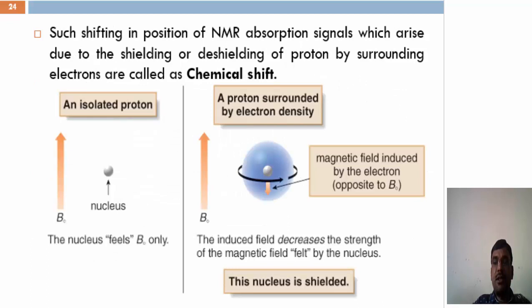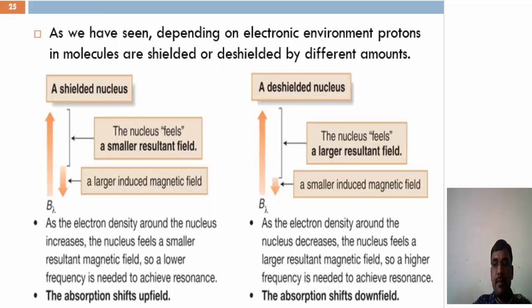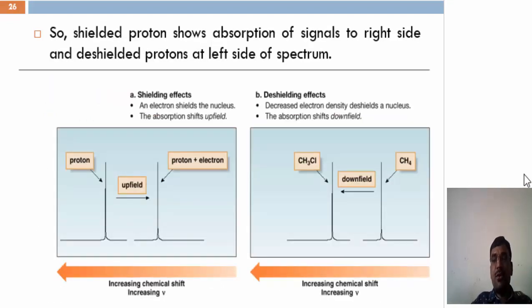Such a shift in the position of the NMR absorption signal, which arises due to the shielding and deshielding of the proton by surrounding electrons, is called a chemical shift. These are the shielded and deshielded protons in the molecules. For a shielded nucleus, the nucleus feels a smaller resultant field, so a large induced magnetic field is required. A deshielded proton nucleus feels a large resultant field, so a smaller induced magnetic field is required to flip the proton. So a shielded proton shows absorption of the signal on the right side and a deshielded proton on the left side of the spectrum.